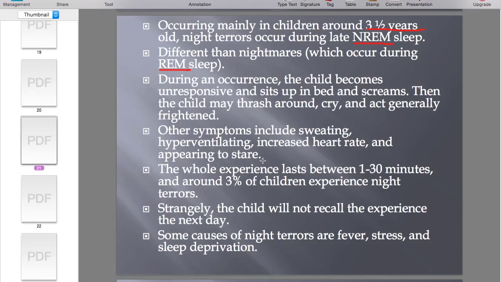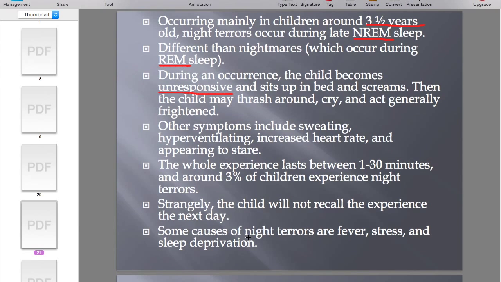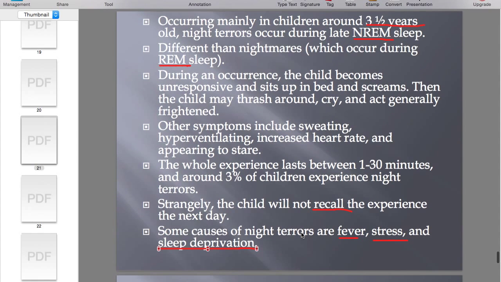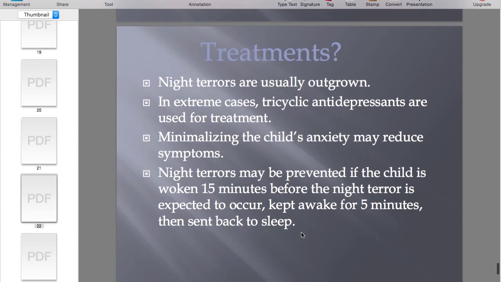Creepy. The whole experience can last anywhere from 1 minute to 30 minutes, so it's a pretty long range for these kinds of episodes. And around 3% of children experience this during their early years. One of the strangest things about night terrors that I found while I was researching it is that most children who experience night terrors won't recall the experience the next day. Only a few will actually remember it. There are some causes for night terrors, like fever, stress, and sleep deprivation. Those can contribute to having night terrors, but sometimes they just occur on their own.